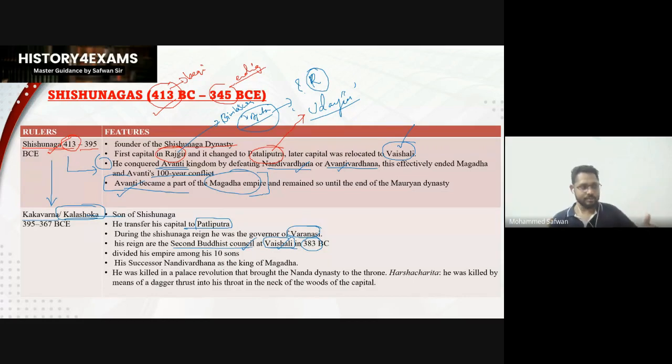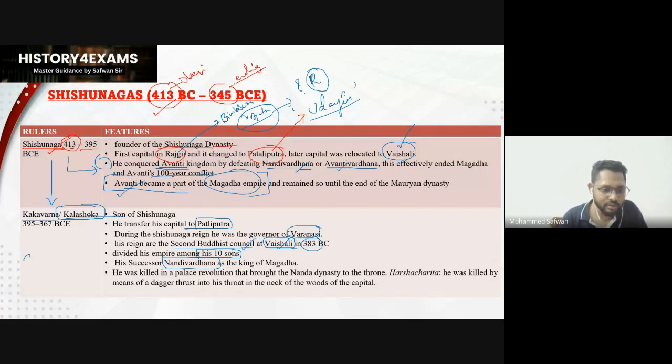Similarly, when we discuss Kalashoga, you have to remember that he ruled in the region of Vaishali. So you can simply connect that the second Buddhist council was held during his period. During his last period, it is believed that he divided his empire among his 10 sons. You have no need to study about his 10 sons, but just know that he later divided the empire among 10 sons. And his successor was Nandivardhana.